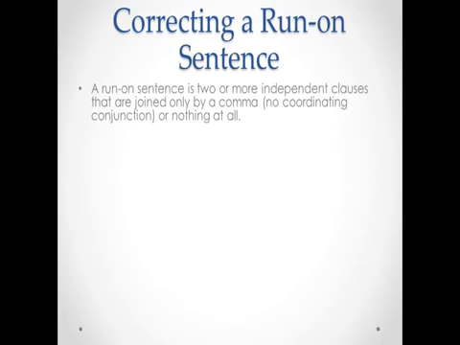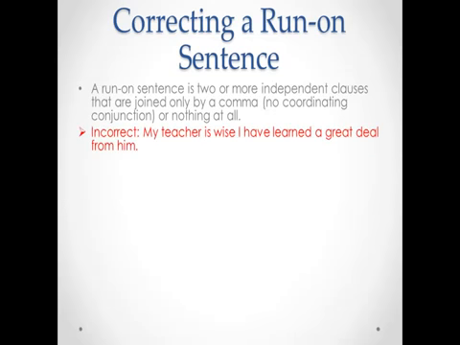Correcting a run-on sentence. So we talked about what a run-on sentence is. It is two or more independent clauses that are joined only by a comma, with no coordinating conjunction or nothing at all. So that makes it a run-on sentence. A lot of people think a run-on sentence is when a sentence is very long, and that's not the case. It's usually when it's punctuated incorrectly.